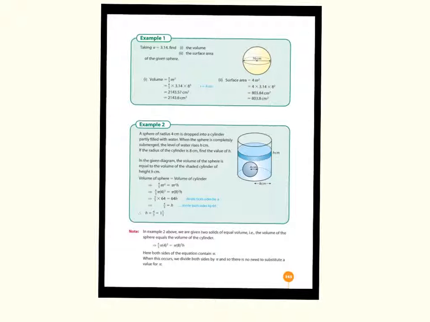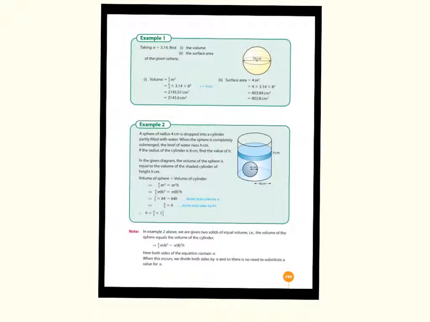They're simple enough. Let's look at our second example. You can see this is a sphere of radius 4 centimeters. It's dropped into a cylinder, partly filled with water. Think about your bath at home, and once you get into the bath, of course, the volume of the water goes up. So when the sphere is completely submerged, the level of the water rises a certain amount. This little certain amount that's after rising, that's still a cylinder. So our whole object is a cylinder, and this part here is also a cylinder.